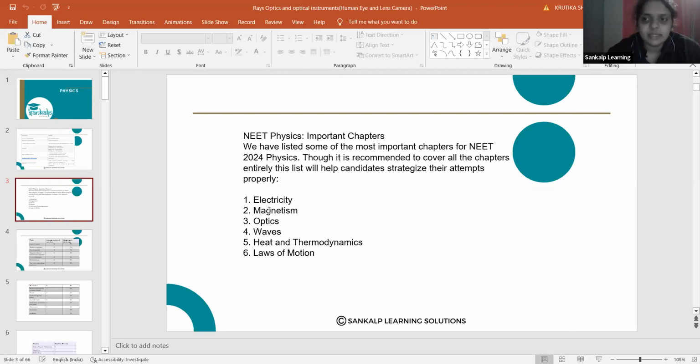In magnetism, we have magnetism and matter, magnetic effect due to electric current. Okay, then next we have electromagnetic induction. All these lessons are covered there.